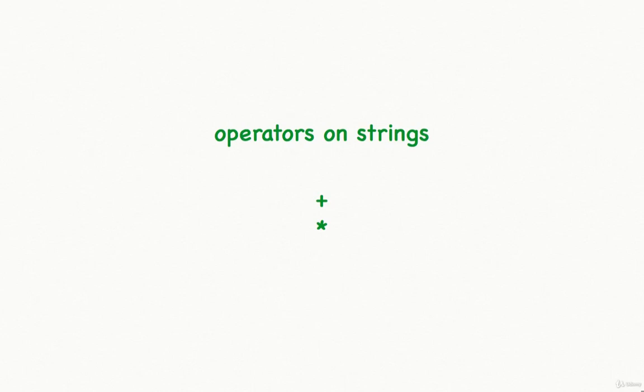We can use operators plus and asterisk on strings as well. The plus sign will just concatenate the string, and the asterisk sign will repeat that string for the number of times we define and will attach the string.